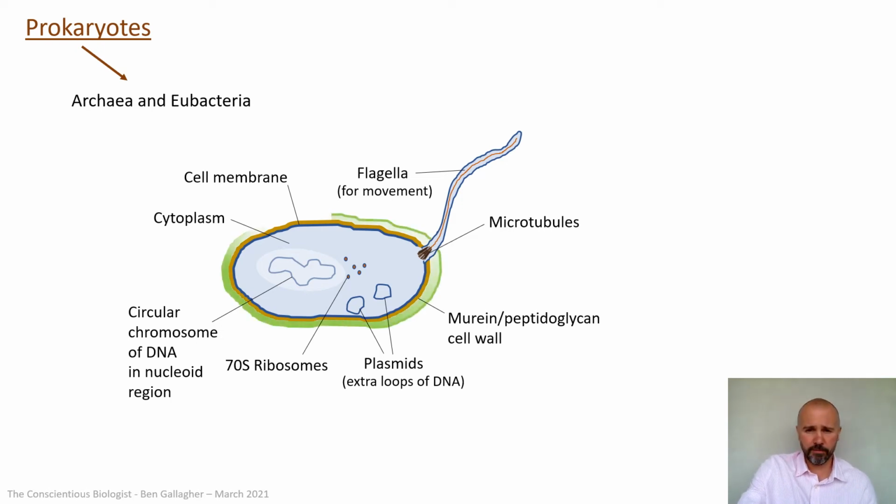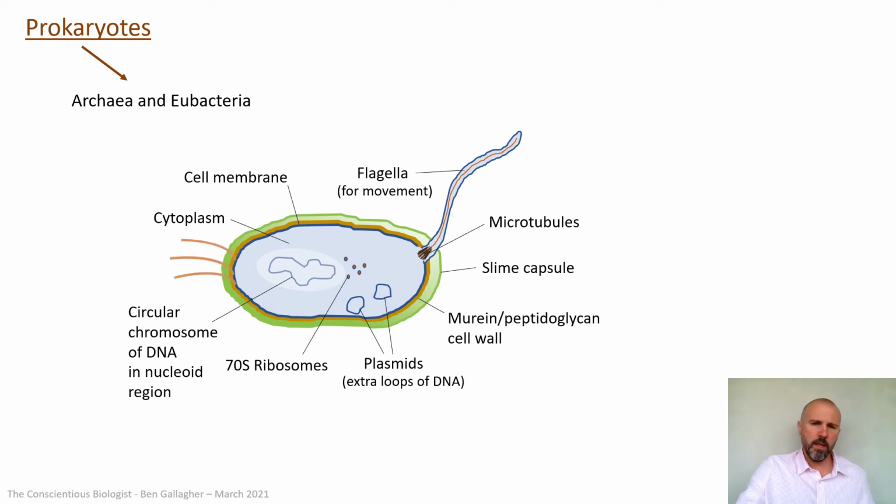Something else that they might have, going right the way around the outside, would be this green thing that I put on here. This is a slime capsule. This is made of a carbohydrate called mucin, which is exactly the same carbohydrate that you produce in snot. So they literally cover themselves in snot as a bit of protection, but also as a way of keeping themselves hydrated.